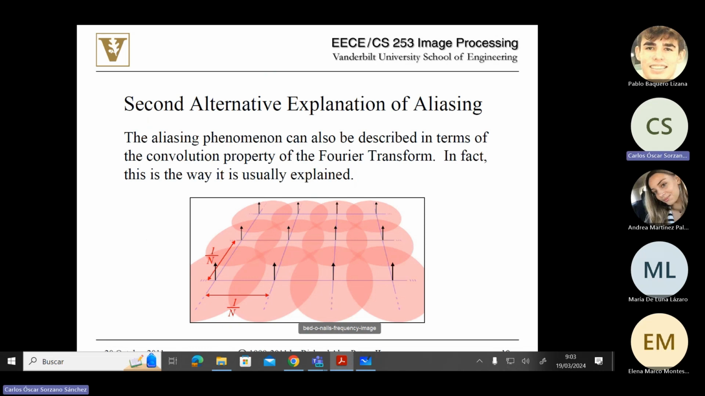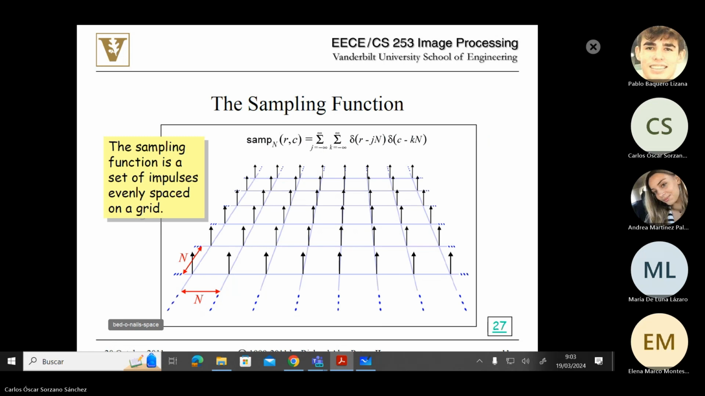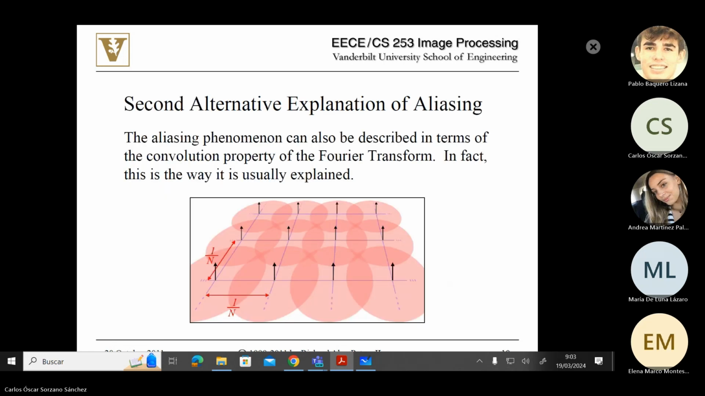So let's say that we start at 0, 0. Now everyone becomes bigger. So this was the central copy, and then this copy at 2 pi also becomes bigger. Now there is an overlap.